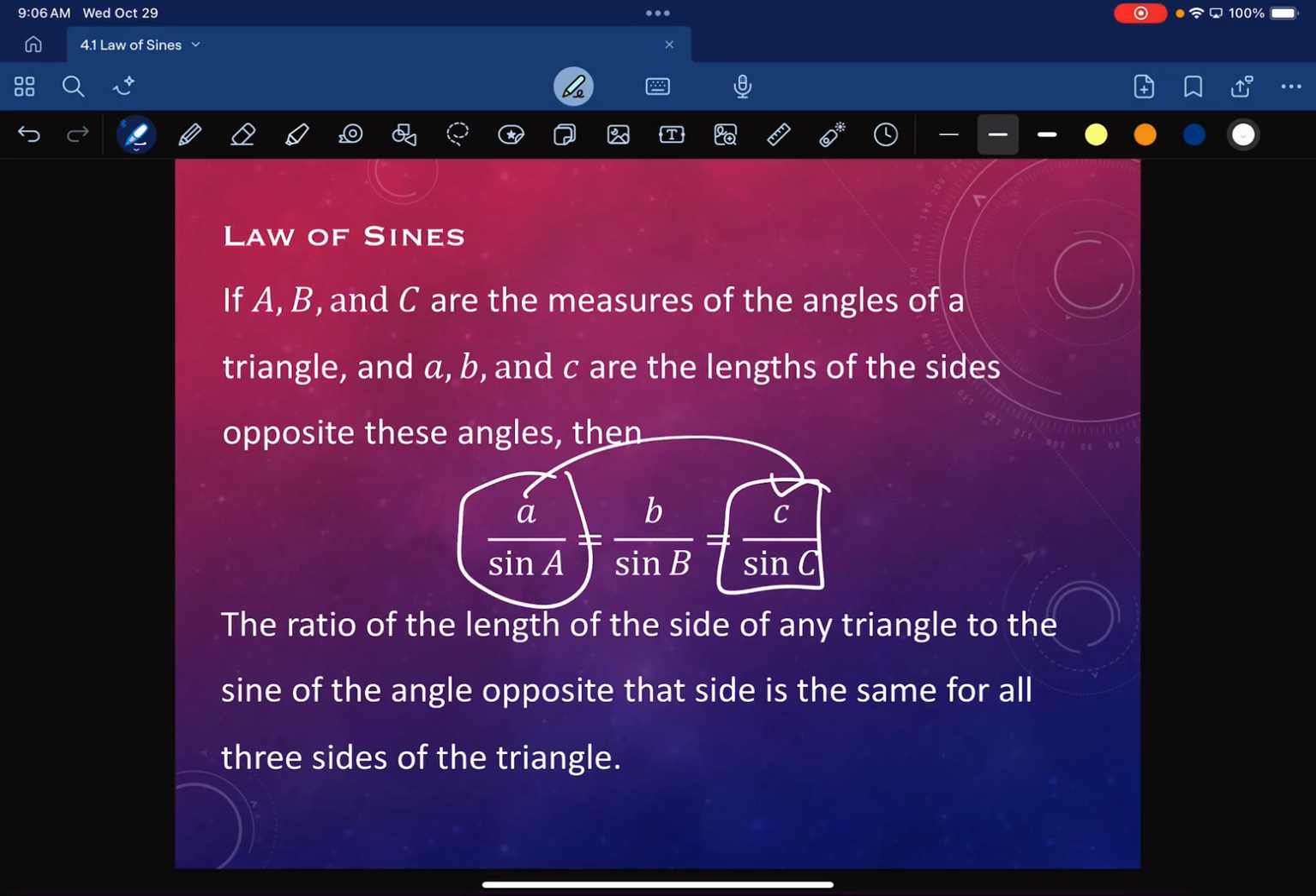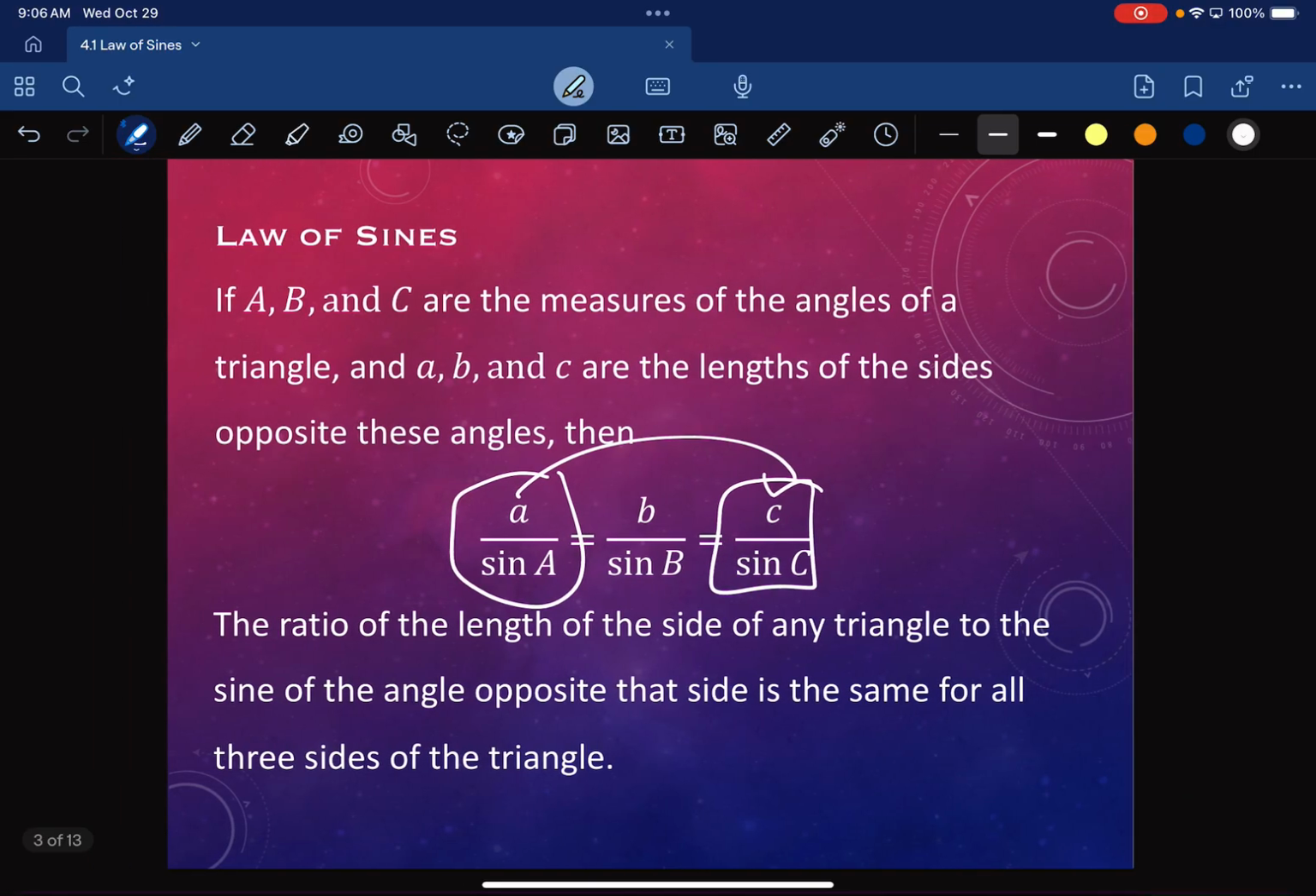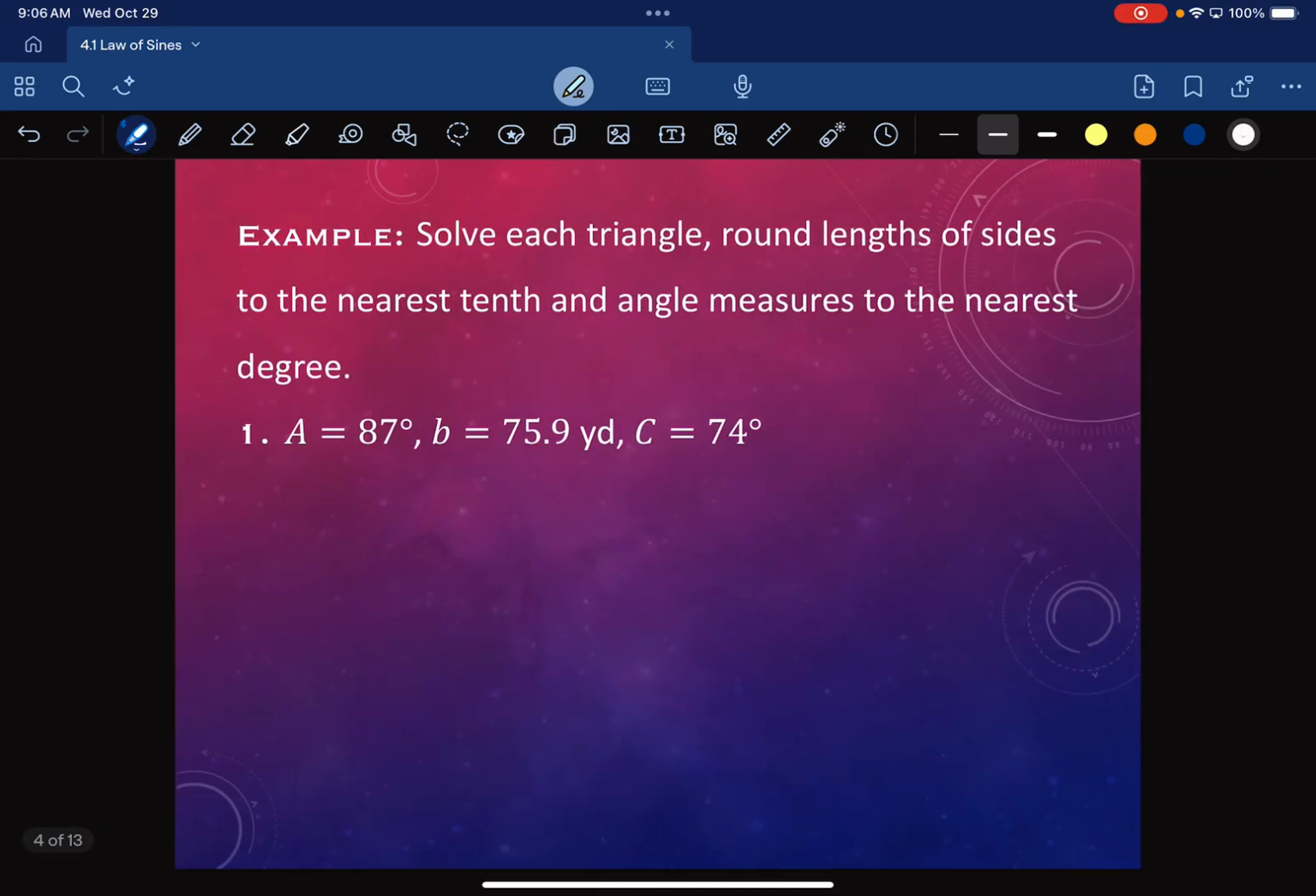Then we had triangles where we were doing things called solving the triangle, and that meant we were finding all of the sides and all of the angles. So we didn't have any context involved, but we had to find more pieces of information. Nod your head if that sounds familiar. Okay, good. So that's actually where we're starting today, is finding all the sides and angles. So we're solving each triangle. So directions say solve the triangle, round lengths of the sides to the nearest tenth, and angle measures to the nearest degree. Okay, so that's telling us how we're going to round.